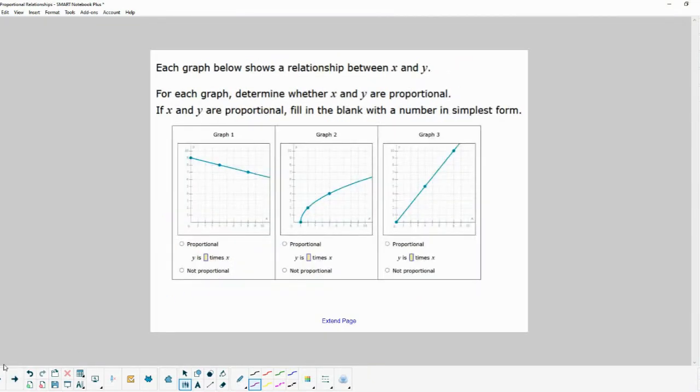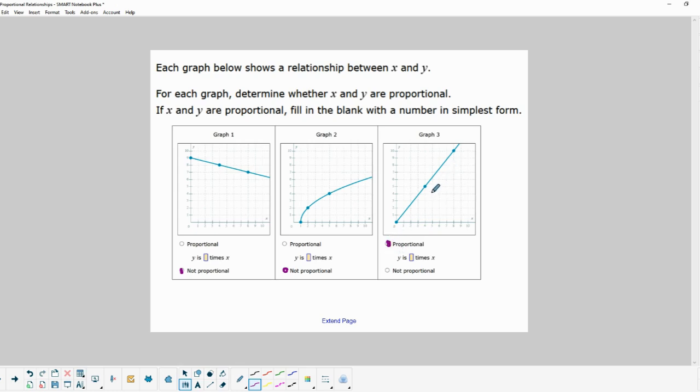All right, for each of the graphs, show us the relationship between x and y. For each graph, determine whether x and y are proportional. If x and y are proportional, fill in the blank with a number in simplest form. Okay, so this one does not start at 0, so that means it's not proportional. In this one, it doesn't start at 0, 0, so it's not proportional. And this one is proportional.